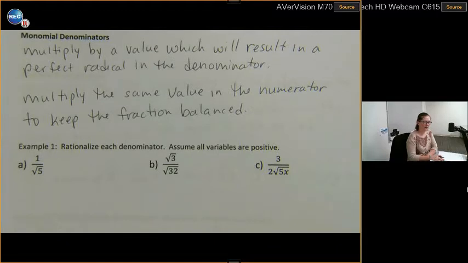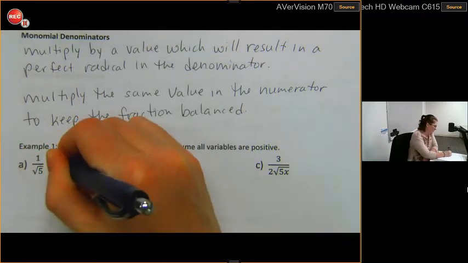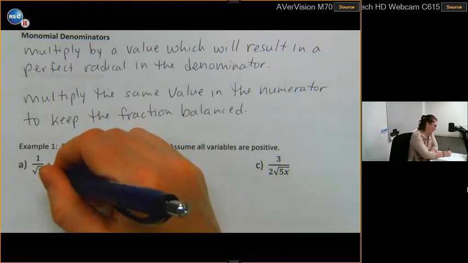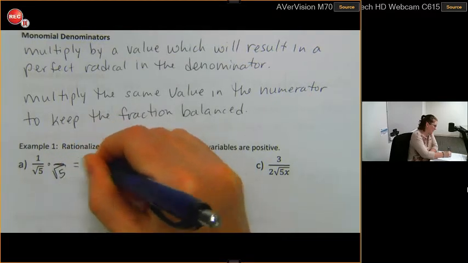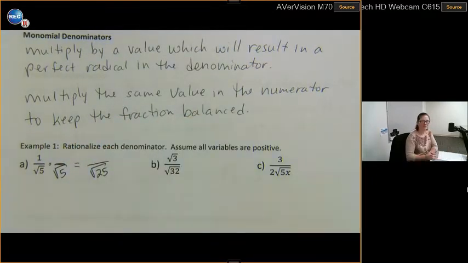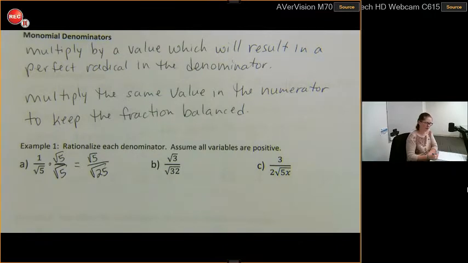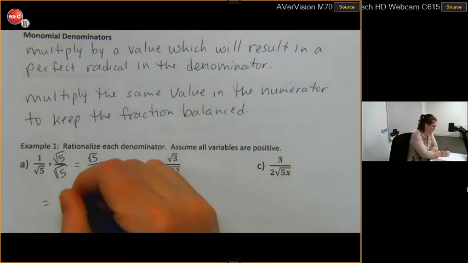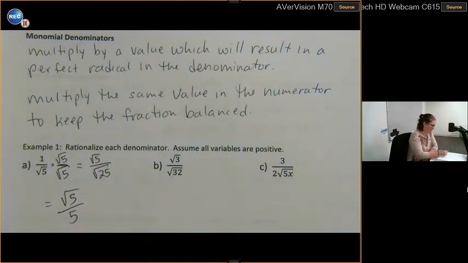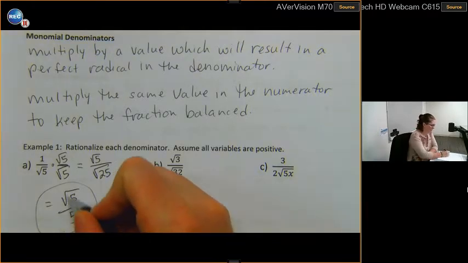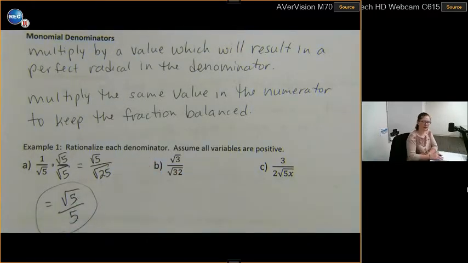So we have, for letter A, 1 over the square root of 5. To make a perfect square, I need to multiply it by the square root of 5, because that's going to make the square root of 25. When it's square roots, it's pretty easy, because you just multiply by whatever that denominator is in both the numerator and denominator, and then you simplify it, and we get the square root of 5 over 5, which is as simplified as it gets, because the numerator is a radical over the 5. So it's not the same as the 5 on the bottom, they don't cancel.